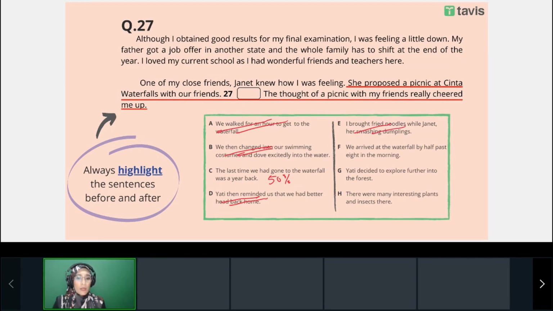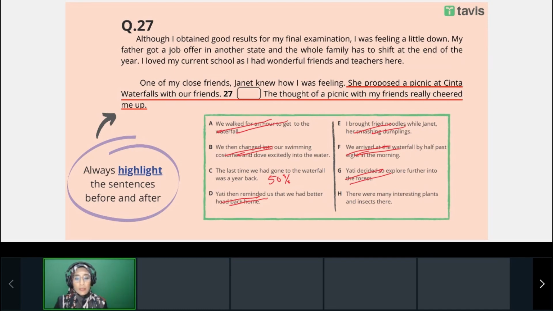And F, we arrived at the waterfall by 8:30 in the morning. What? No. We knew from the story just now, they arrived at what time? 7:30. So this is another wrong answer. G, Yati decided to explore further into the forest. This one is most likely for the content. Okay, so no. And H, we're now left with this one.